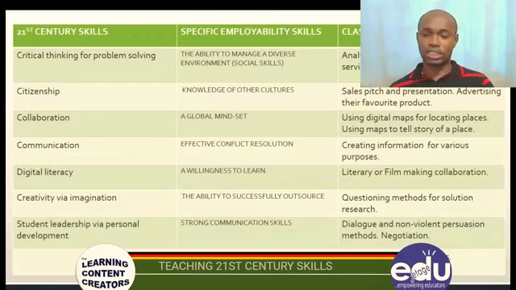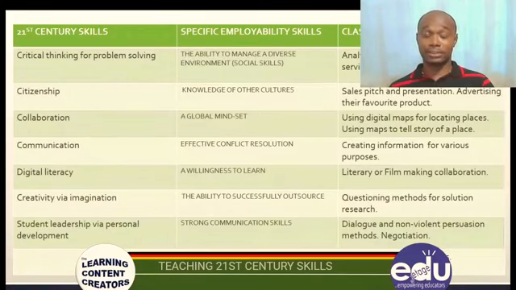So those are employability skills. If you are employed and you are not willing to learn, you will be kicked out of the service. Then the ability to successfully outsource. We are not all good in everything. We are good in most things, but we still have our weaknesses. So how do you outsource those things you cannot do? We can teach those kinds of skills to our children. And those are employability skills in 2017.